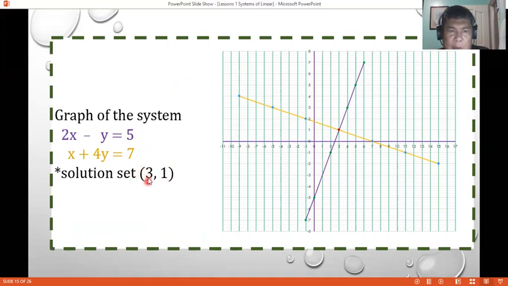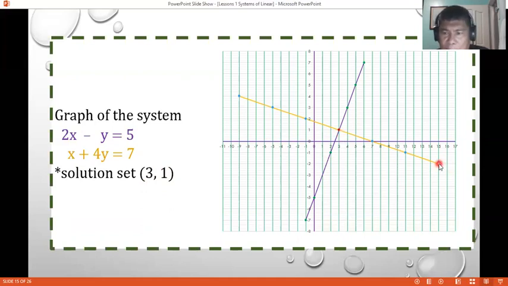Kasi, sasubstitute ko to sa violet. 2 times 3, 6. Transpose mo. 5 minus 6 is negative 1. Negative, negative, magiging positive 1. Kuha yung y. Dito naman sa orange, 3. Transpose ko yan. Magiging 7 minus 3 is 4. Divide both sides by 4. 1. 1 pa rin siya. Kaya common solution siya.